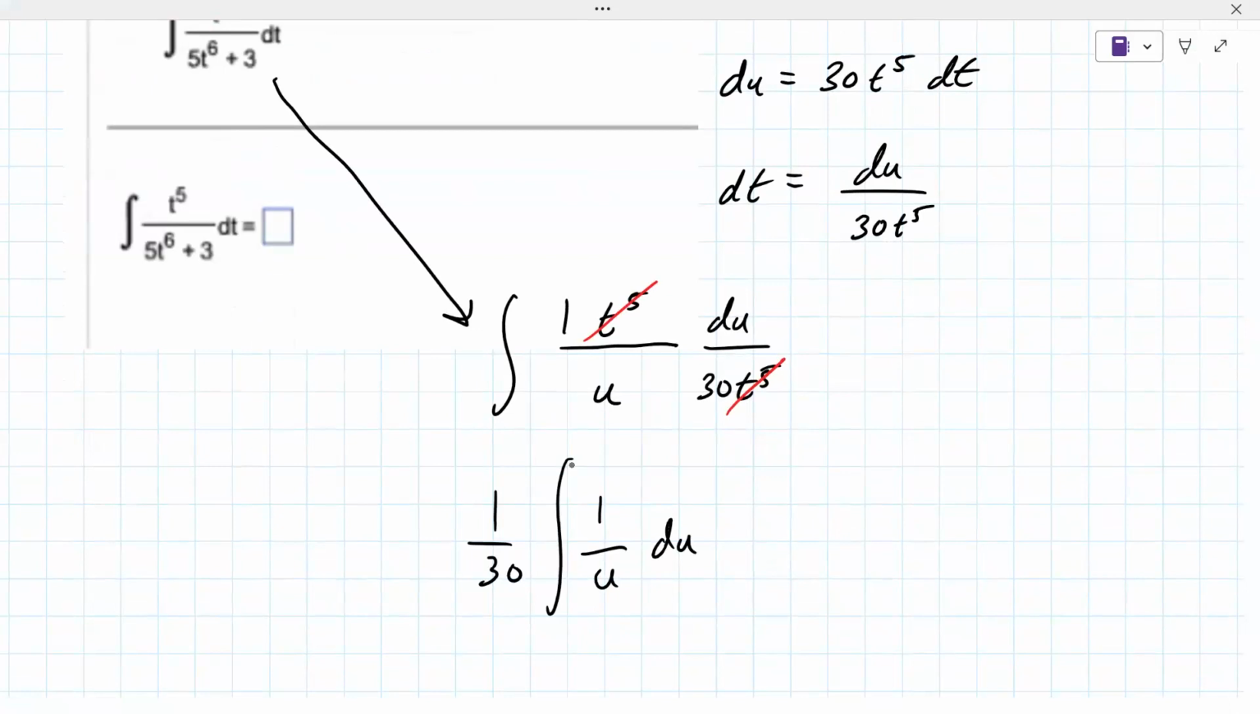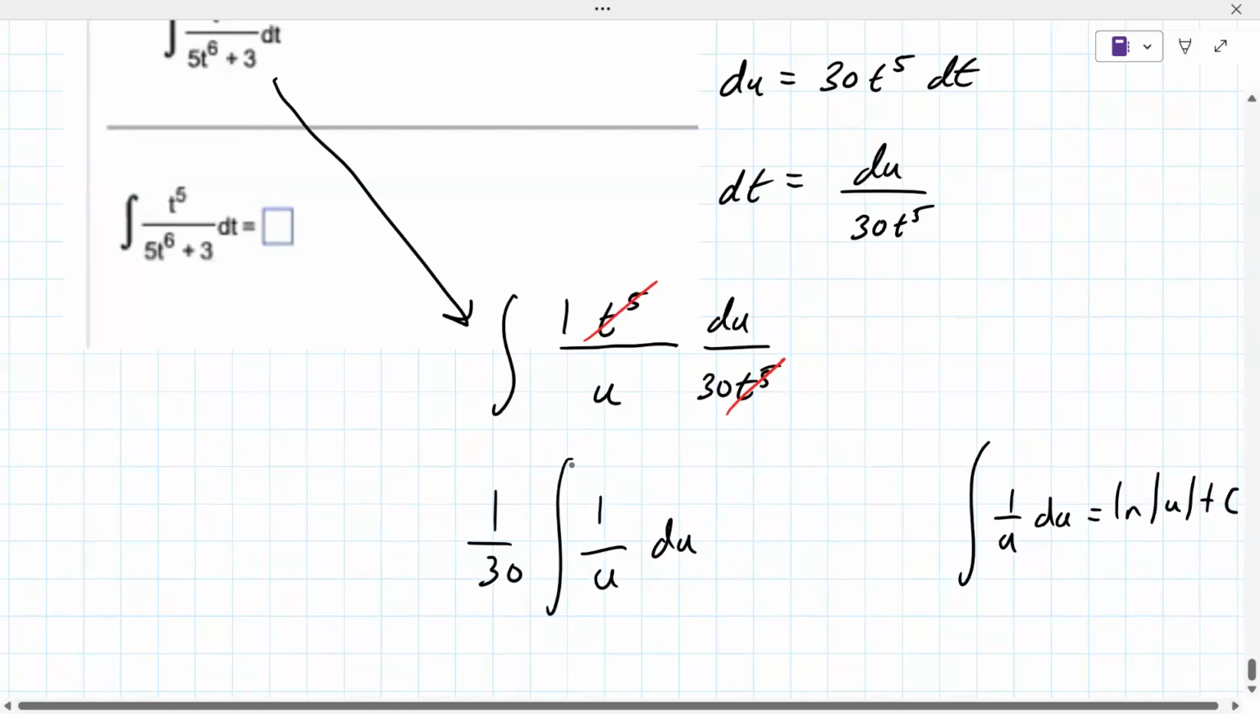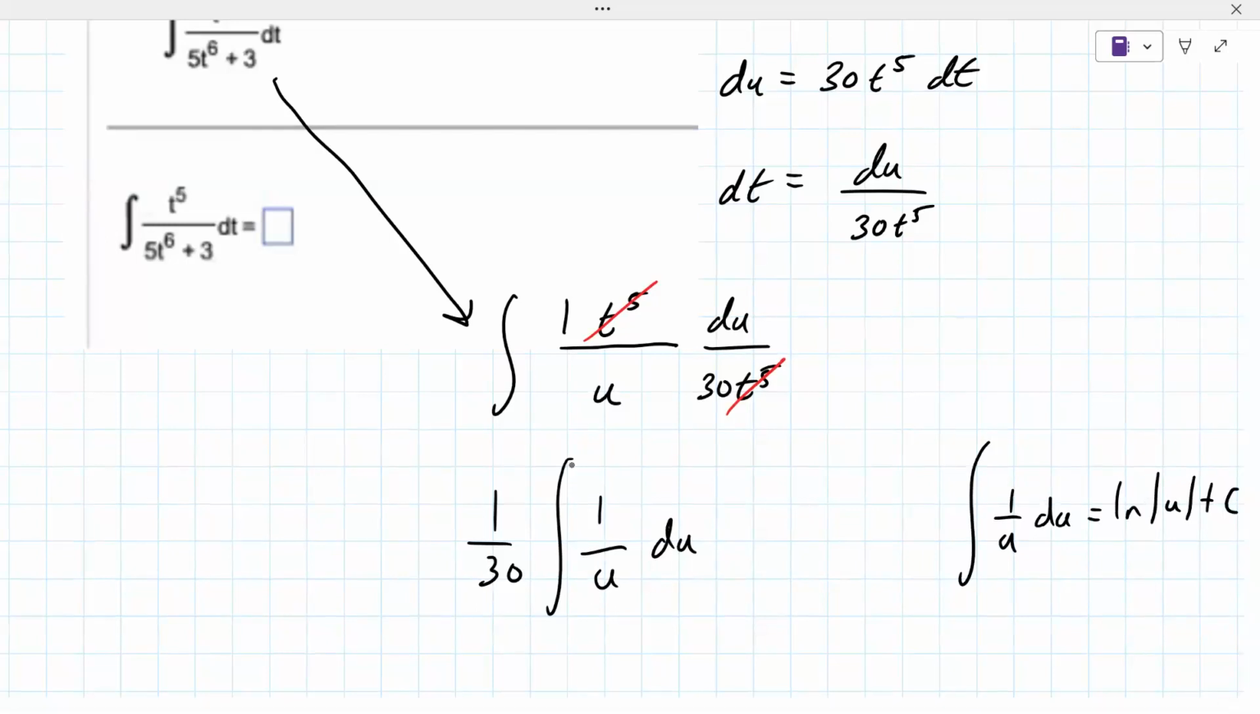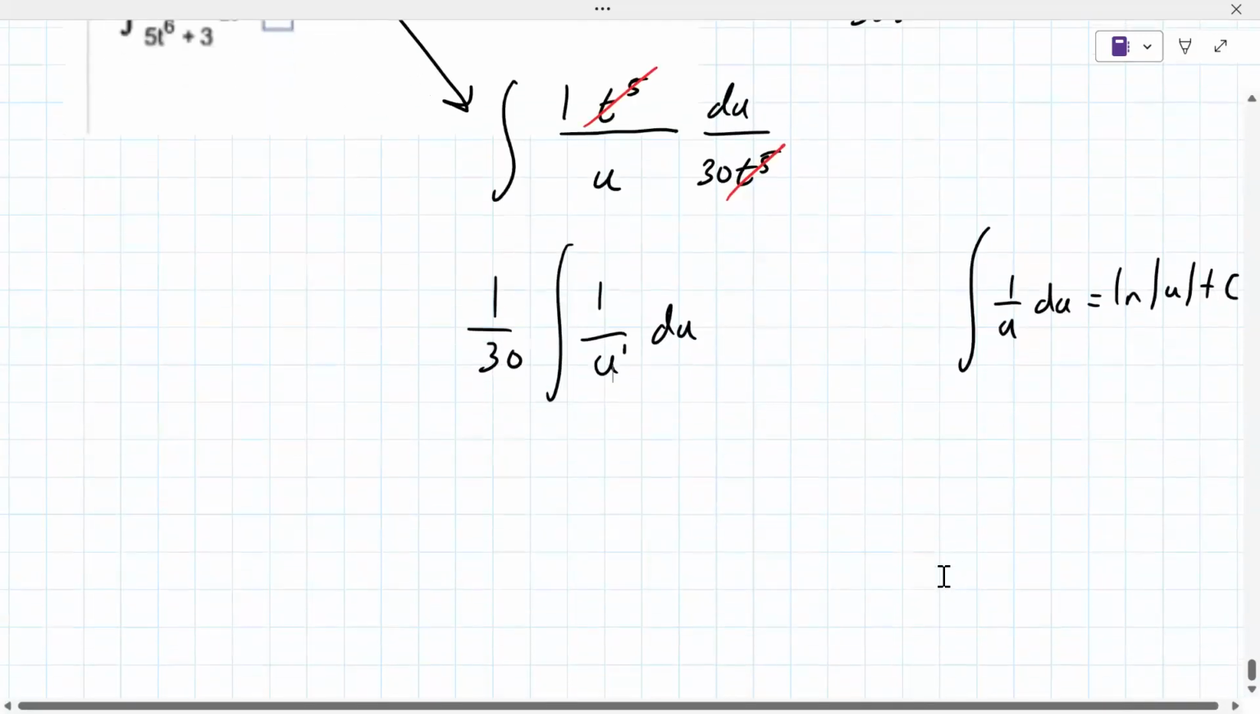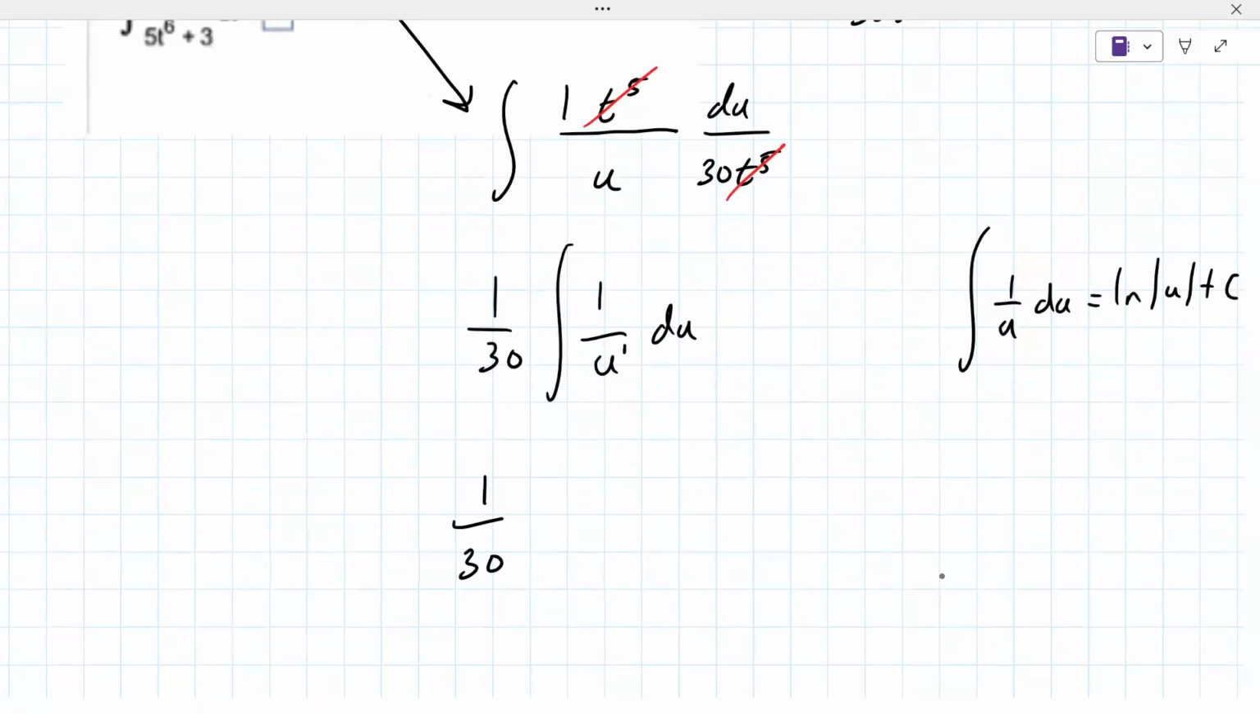So this is the first kind of exception to the ones that we've been doing. The integral of 1 over u du is the natural log of the absolute value of u. It's the one that's the exception to all of the ones we've been doing. So this is something to remember, that if it's 1 over u to the power of 1, it's this natural log absolute value of u. So what that means for this problem is 1 over 30 natural log absolute value of u plus c.